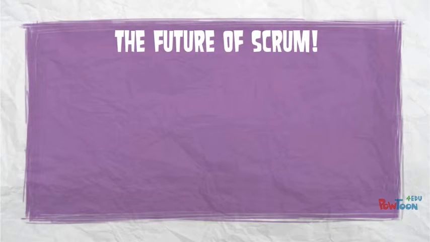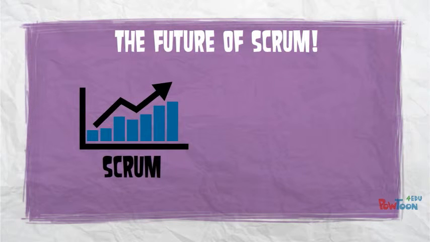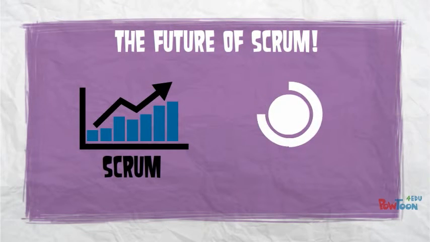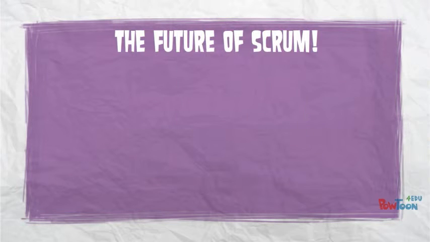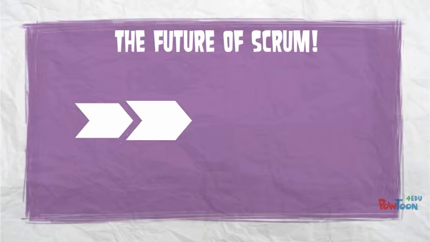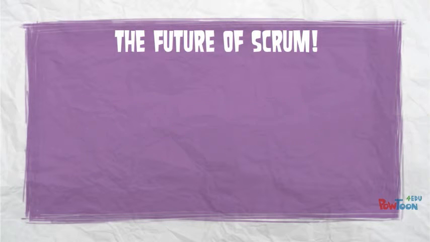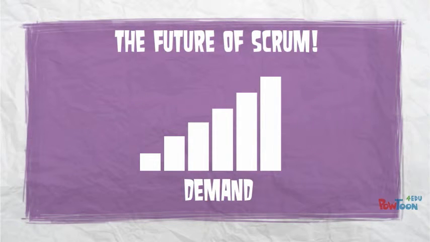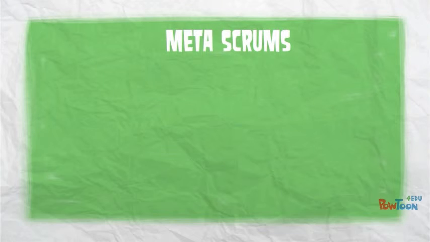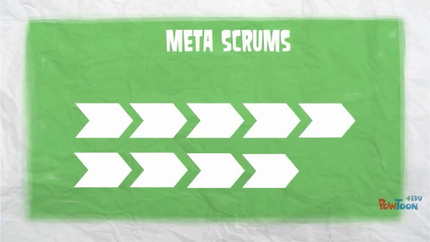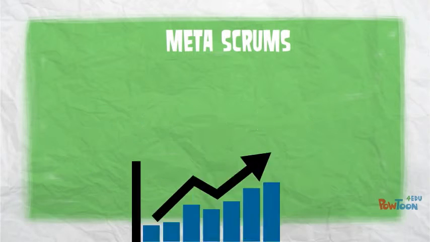Where does Scrum go from here? Since its creation, Scrum has continued to grow and evolve into the process we know today. Initially, Scrum was designed to manage one project at a time. However, over time, the demand on the development teams grew and Meta-Scrums were developed. With the creation of Meta-Scrums, teams were able to work on simultaneous sprints, which resulted in increased team efficiency.